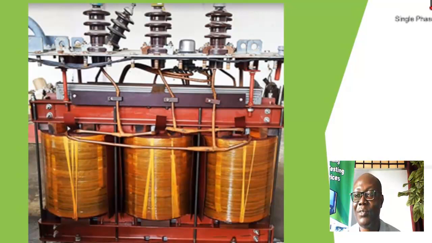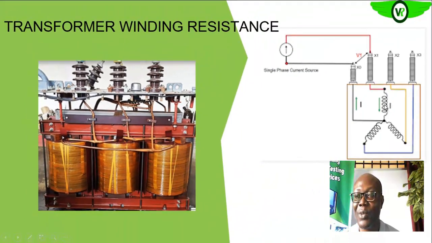So if this is the high voltage side or low voltage side, as the case may be, when you test between here and here, you're actually testing the resistance of this winding. Between here and here, you are testing the resistance of this winding. Between here and here, you are testing the resistance of this winding. Since this is the start point, this is your neutral, line 1, line 2, and line 3. So expectedly, the resistances are supposed to be the same.